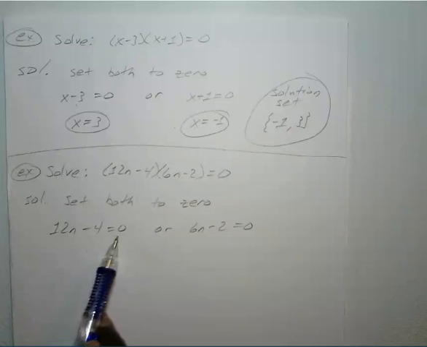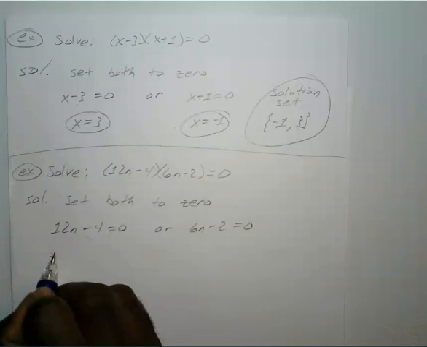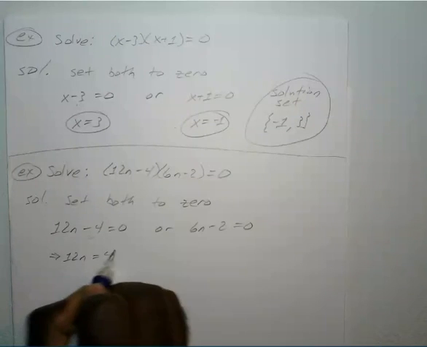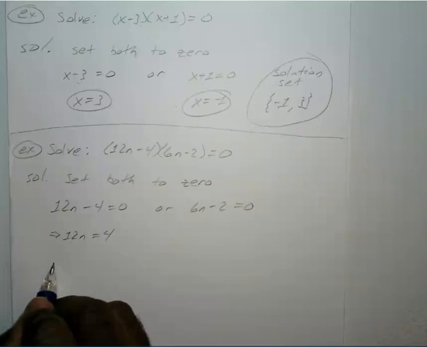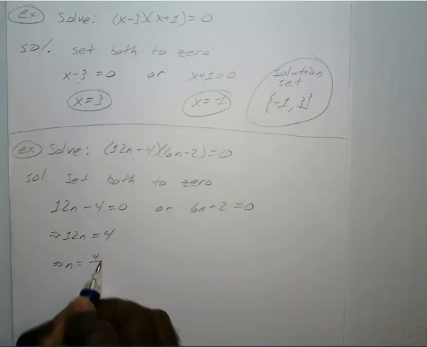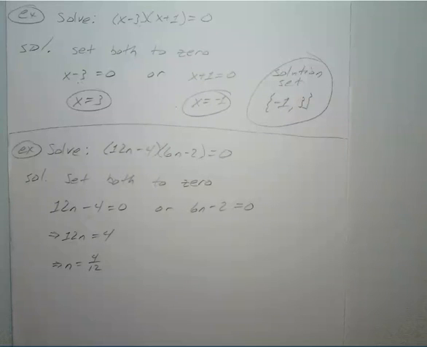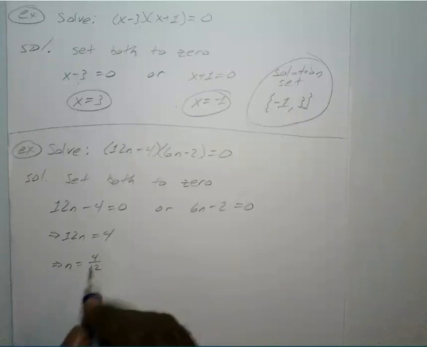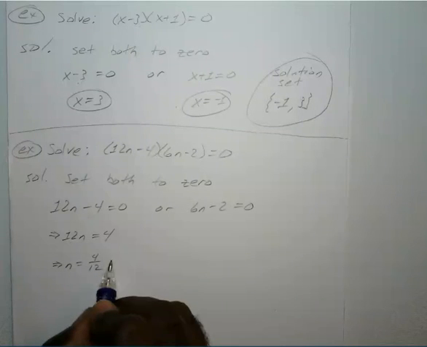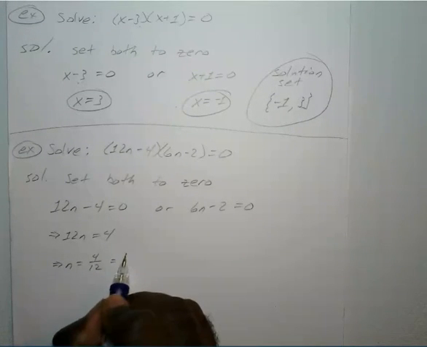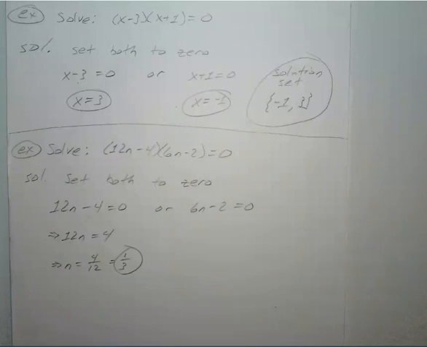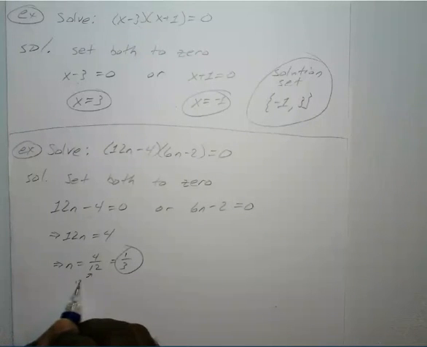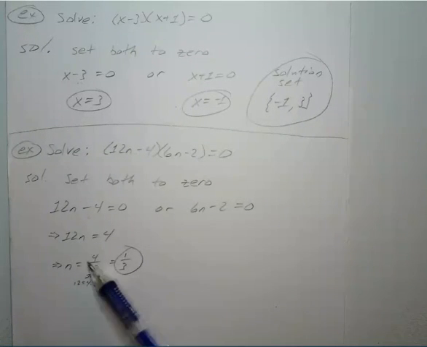Okay, so if we add 4 to both sides here, we'll end up with 12n equals 4. So if we divide both sides by 12, we get n equals 4 over 12, which simplified would give us 1 over 3. n equals 1 over 3. Because remember that 12 equals 4 times 3, so those 4s would cancel out, and you get 1 over 3.